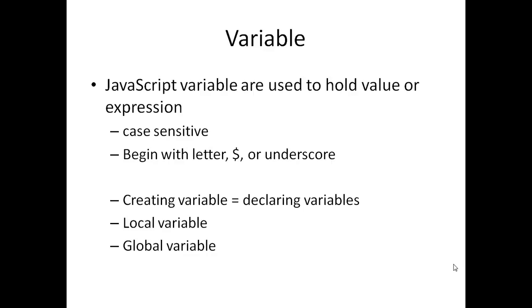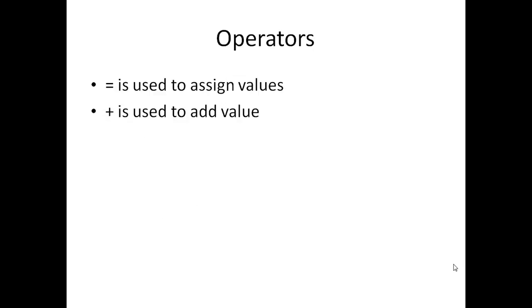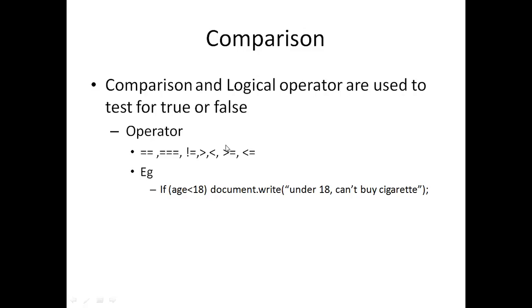Variables. A JavaScript variable is used to hold a value or expression. It's case sensitive and begins with a letter or underscore. Creating variables, declaring variables, local variables, global variables. Operators. The equals sign is used to assign a value, and the plus sign is used to add values. The comparison and logical operators are used to test for true or false.